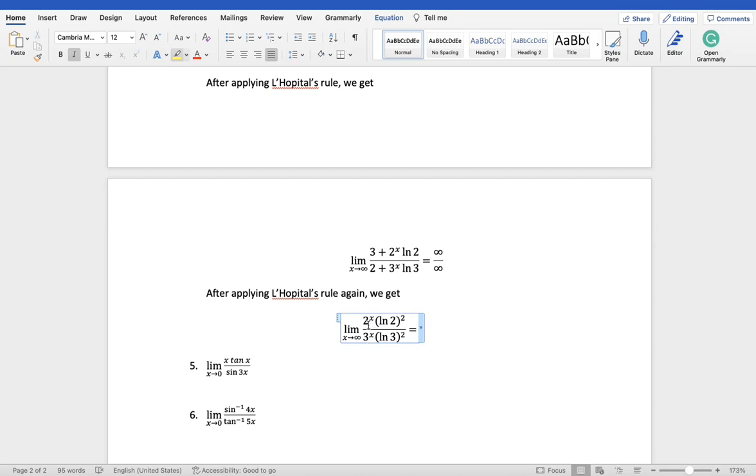So what happens when you divide a small number by a large number? What happens? The limit approaches 0. Right. So the limit approaches 0. So that is what you do.